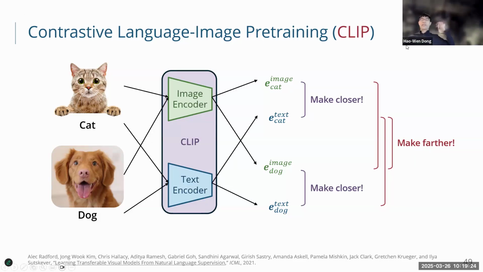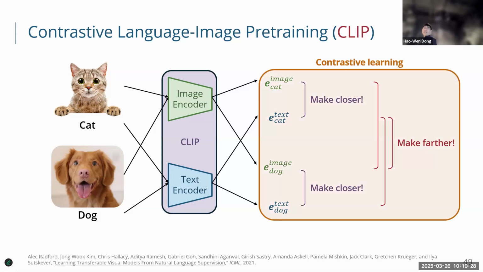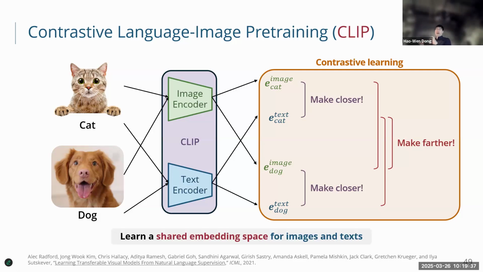So the whole idea of CLIP, contrastive language image pre-training, is using this way to train this pair of encoders that share a semantic understanding of image and text.